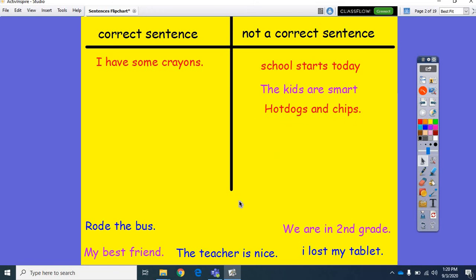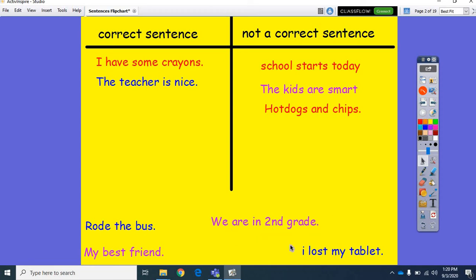Doesn't make sense. Good. All right, let's look at this last one in the middle here. The teacher is nice. That's true, I think. Yeah, I think the teacher's nice. Where would it go? Yes, you're right. That's also a correct sentence because it has a capital, it has an end mark, and it also makes sense. The teacher is nice. Very good.